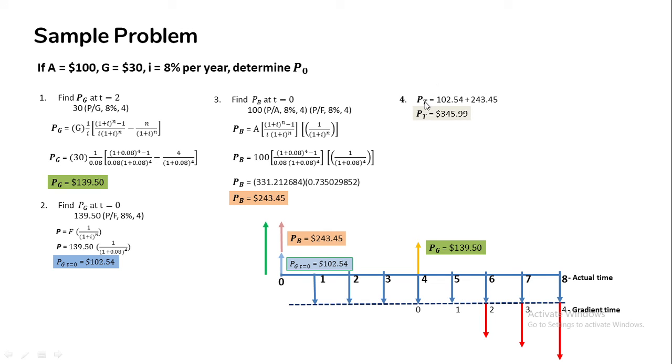And now we can find the total present worth of the problem by adding the two, by adding the present worth of the base and the present worth of the gradient at t is equal to 0. So the total present worth is equal to $345.99.